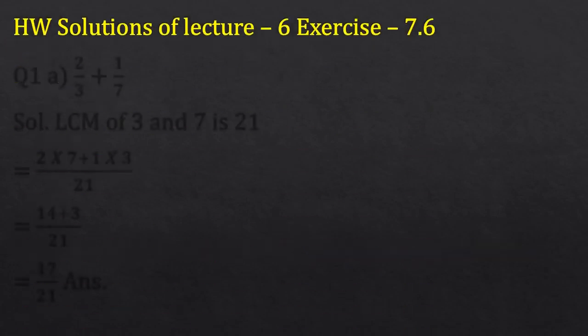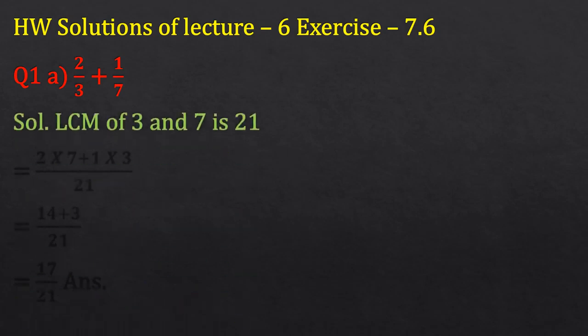Now see the homework solution of lecture 6, that is exercise 7.6. I have given you question number 1, all the parts. Okay. Now see, 2 upon 3 plus 1 upon 7. While doing the homework solution, I will make you understand once again how to add or subtract the unlike fraction. Now see, they are unlike fractions as they have different denominators. So we will take the LCM of denominators 3 and 7, that is 21. Now write down 21 once as a common denominator.